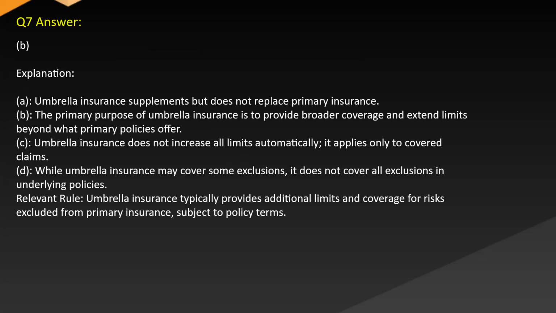Answer B. Explanation. A. Umbrella insurance supplements but does not replace primary insurance. B. The primary purpose of umbrella insurance is to provide broader coverage and extend limits beyond what primary policies offer. C. Umbrella insurance does not increase all limits automatically. It applies only to covered claims. D. While umbrella insurance may cover some exclusions, it does not cover all exclusions in underlying policies. Relevant rule. Umbrella insurance typically provides additional limits and coverage for risks excluded from primary insurance, subject to policy terms.